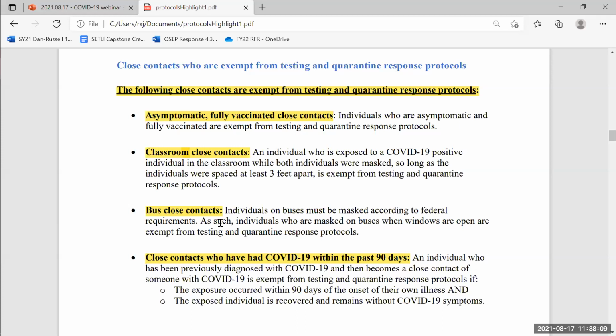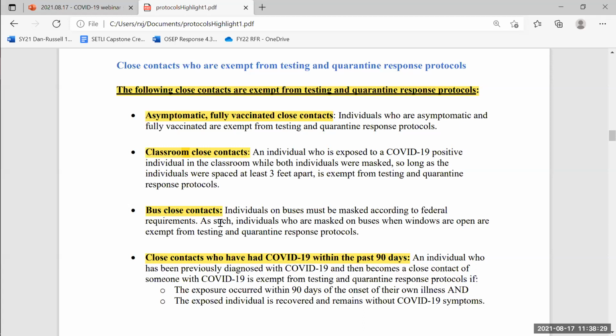follow the steps. They wouldn't be exempt from testing and quarantining. So we haven't changed the definition of close contact, but individuals who are identified as close contacts from being on a bus don't have to go through the testing and quarantining response protocols.